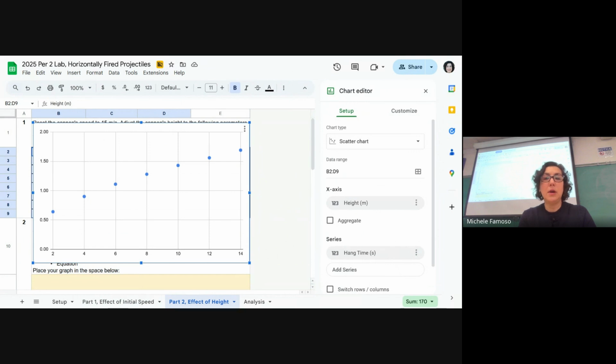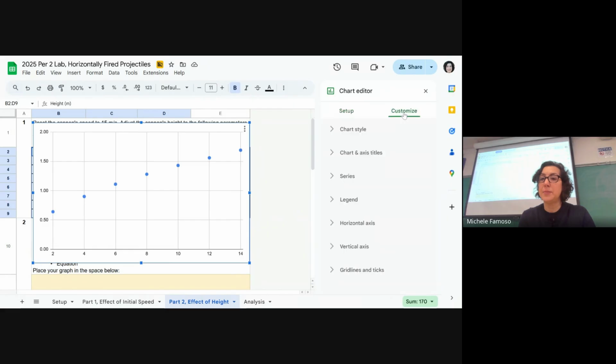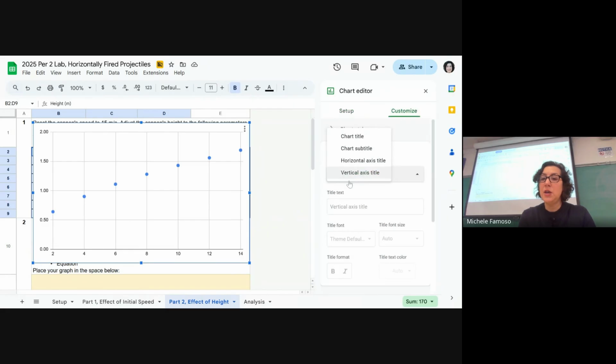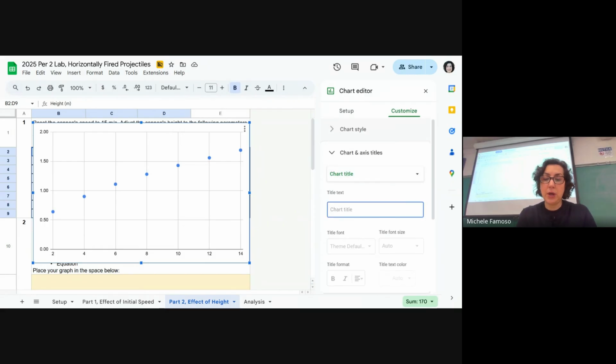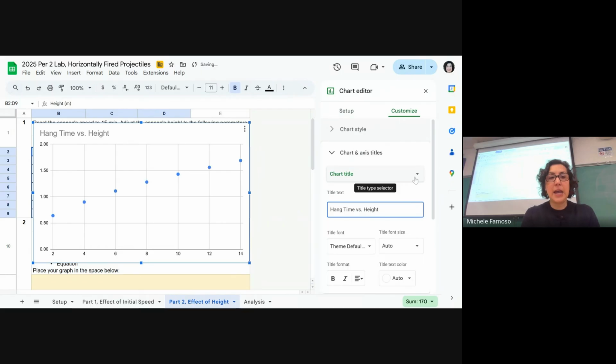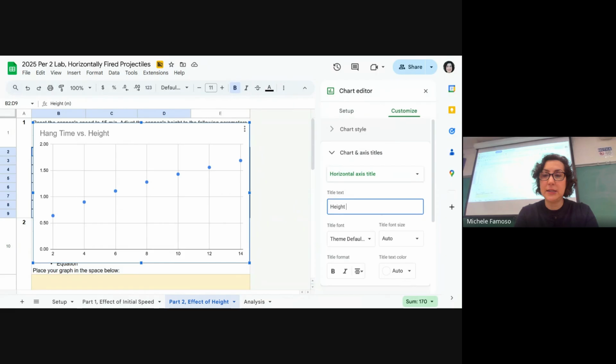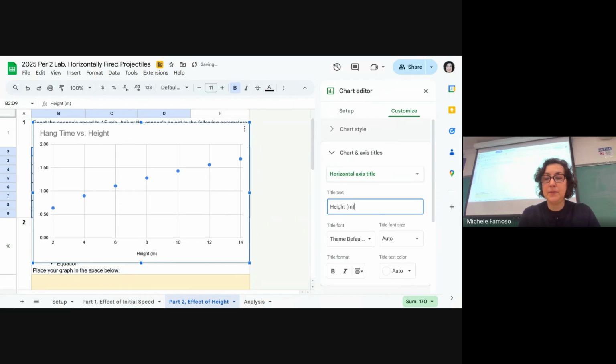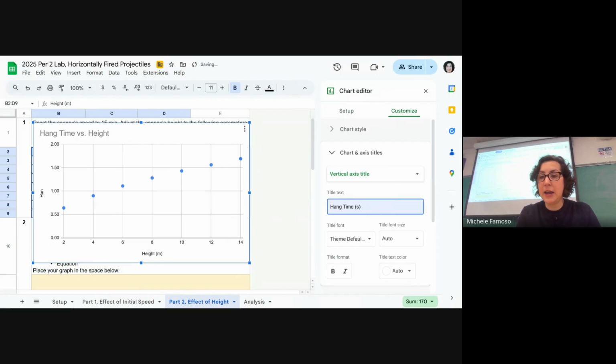Everybody good? Okay, so now let's go to the customize option. Start with the chart and axis titles. The chart title should be a graph of hang time versus height. Hang time versus height. Now let's go to the horizontal axis title. This should be the height in meters. Horizontal axis title is height in meters. Now let's do the vertical axis title. This is the hang time in seconds.